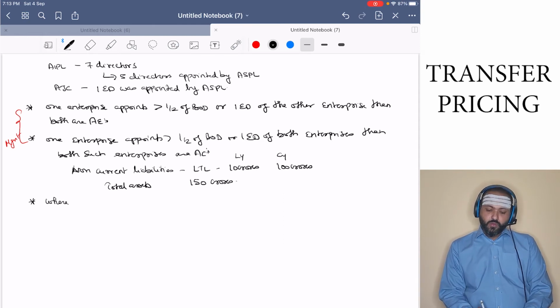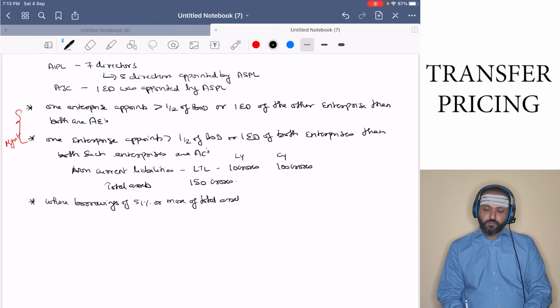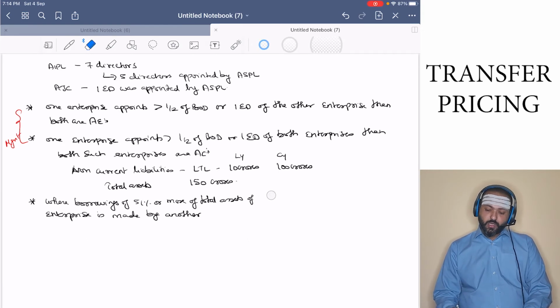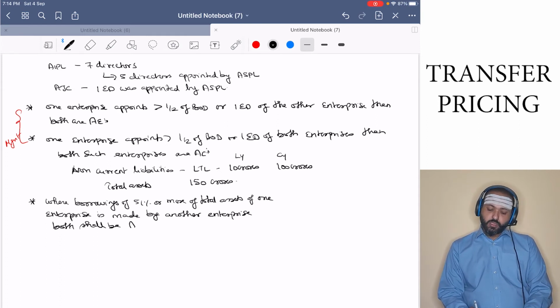Where borrowings of 51% or more of total assets of the other enterprise is made by another enterprise, of one enterprise and another enterprise, both shall be AE, both shall be associated enterprises.